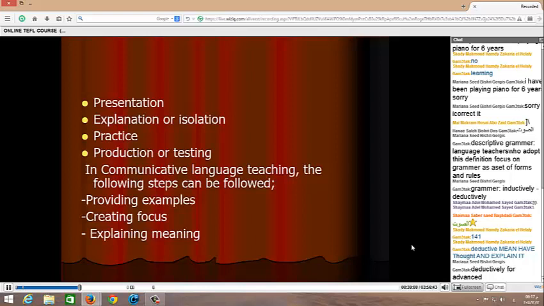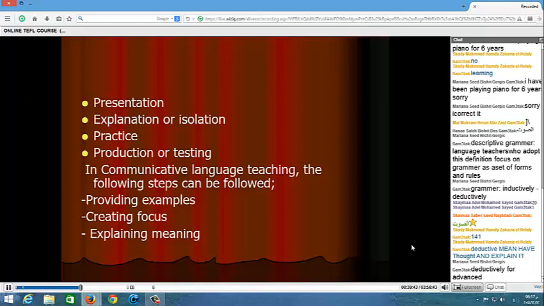It's a kind of consolidating knowledge, and relating what has been taught before to what you are teaching now. Production or testing to make sure that they have understood the rule well. They are able to produce sentences using the new rule or the new pattern in these sentences. This is very important in teaching grammar.